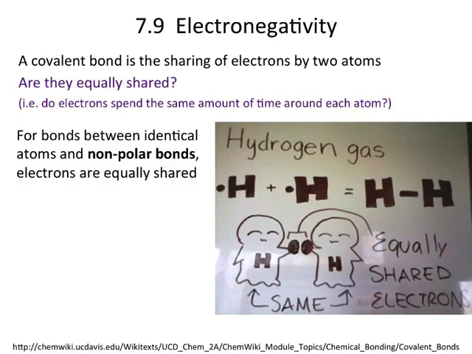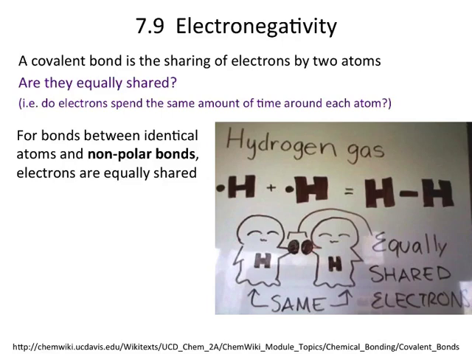Okay, so we've already described how a covalent bond is the sharing of electrons by two atoms, so that they both have octets, etc. But are the electrons equally shared between the two atoms? Do they spend the same amount of time around each atom? More correctly, is there an equal probability of finding the electron around each atom? Well, sometimes yes, sometimes no.